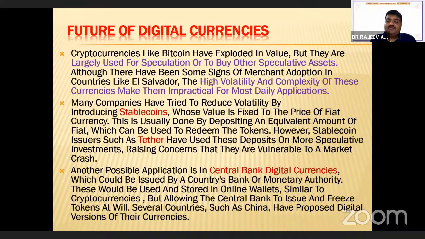Another possible application is in CBDC currencies, where it can be used by countries for internal transfers, for buying and selling things, and that would make it more worthwhile because we do not have to depend on dollars. So they would be used and stored in online wallets similar to cryptocurrencies, but allowing the central bank to issue and freeze tokens at will. Several countries such as China have proposed digital versions of their currencies.